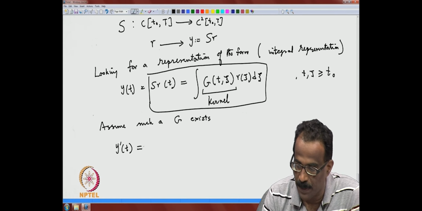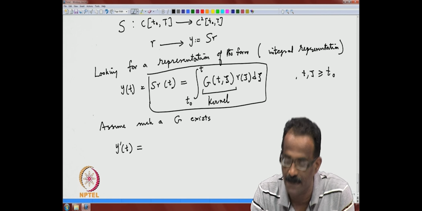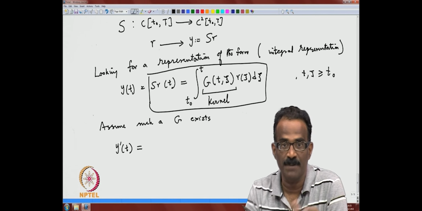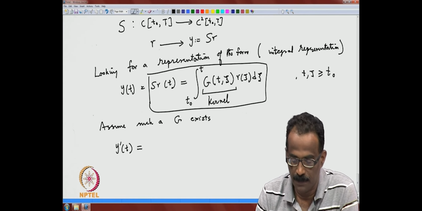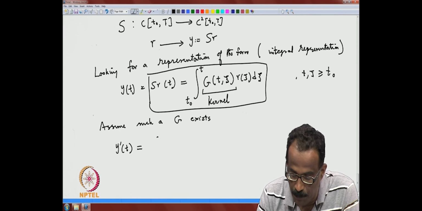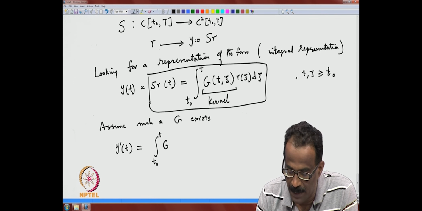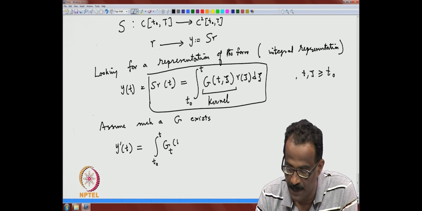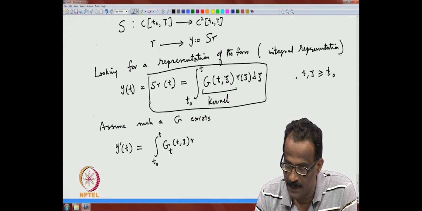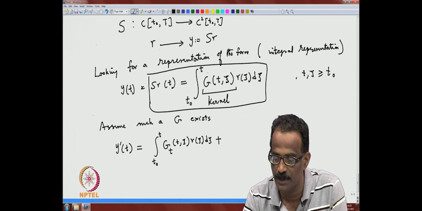When you compute your y prime of t, which we will define from t naught to t to make it precise, you should know how to take the derivative. This is a simple formula which we may cover in our preliminaries. When you do the computation, you take the integral from t naught to t. Now, differentiating with respect to t, you get the integral of g t of t psi r psi d psi, and then there will be a boundary term. How do you find the boundary term? You just put psi equal to t and differentiate.